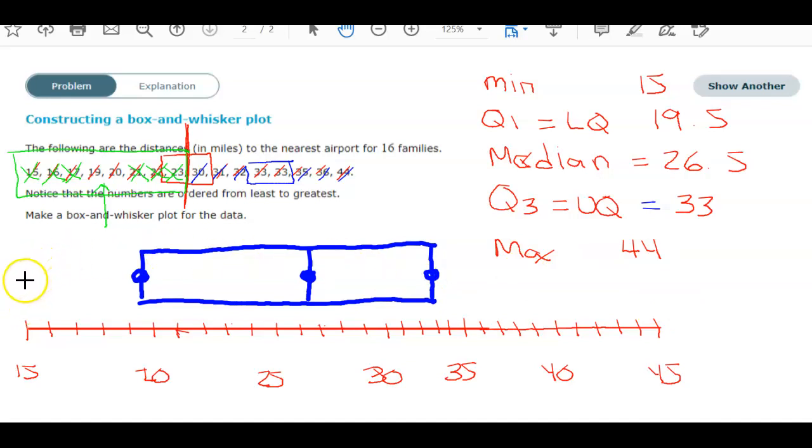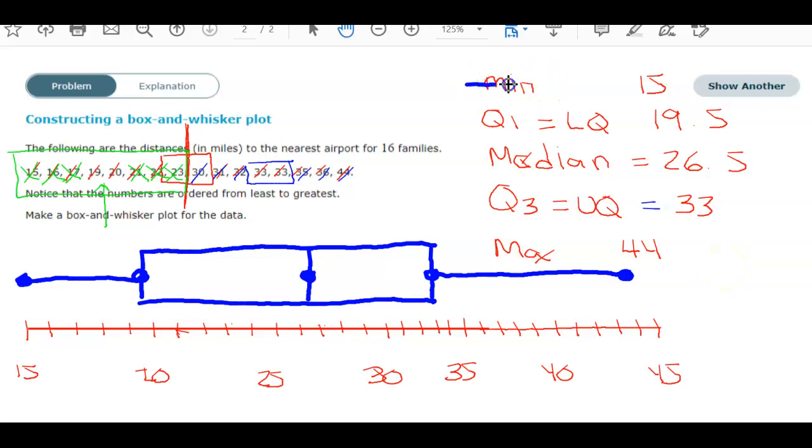So the minimum was 15, so I'm just going to put an extension out to the 15. And then the maximum was a 44, so I'm going to put an extension out to the 44. Okay, so that is a box and whisker plot, and it has the minimum, lower quartile, median, upper quartile, and maximum.